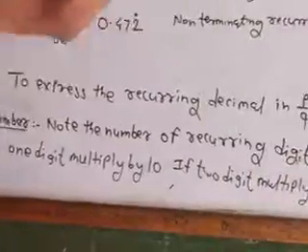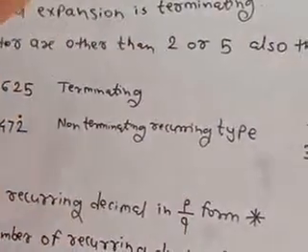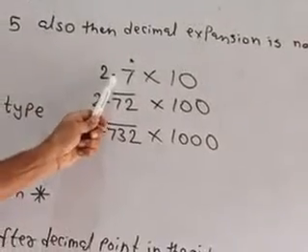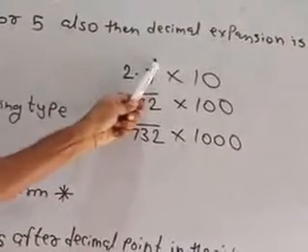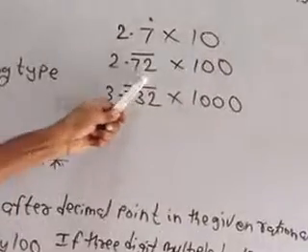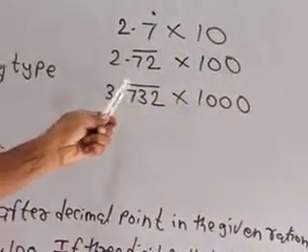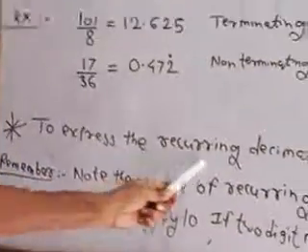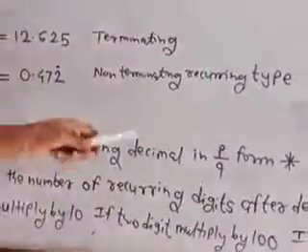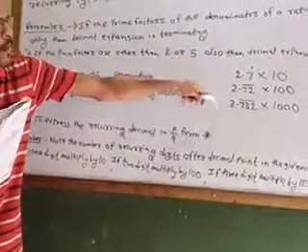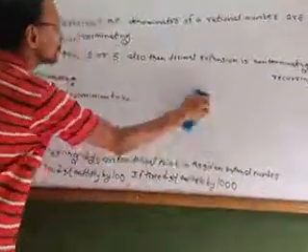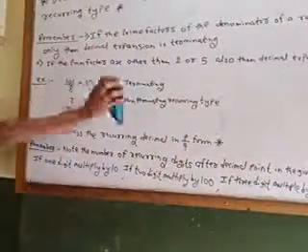This is the property. The method will change when we solve the examples in exercise 2.1, but the only property is that if one digit after the decimal recurs, multiply by 10, if two digits recur, multiply by 100, and if three digits recur, multiply by 1000. This is the property we use to express the recurring decimal in P upon Q form. So not only a single recurring digit, wherever there is a recurring sign, we convert by using this property: multiply by 10, 100 and 1000. All this we can use in practice set 2.1.